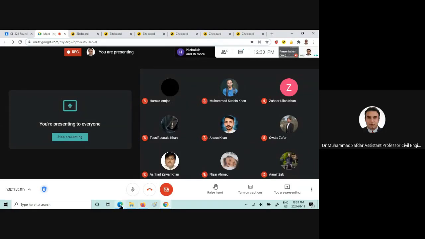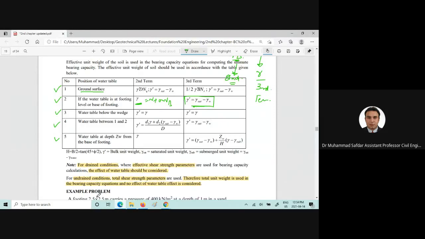Okay. So here, you can see the height of the wedge. We can find out using h is equal to B by 2 tangent of 45 plus phi by 2, and that phi is the friction angle.